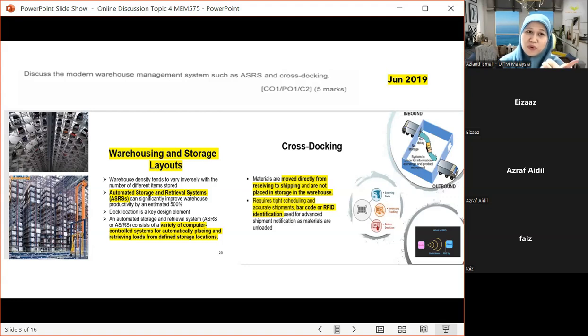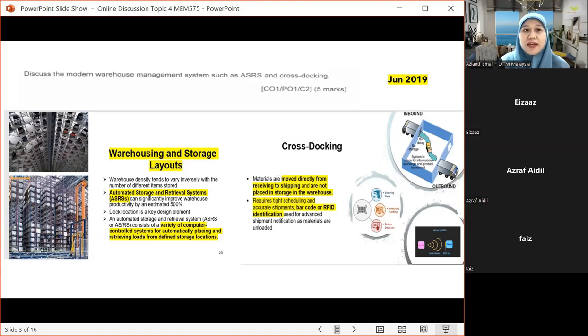So mesti guna barcode or RFID. Tak boleh manual. Okay, lori sampai berapa ada 20. Okay, tak boleh manual. So janganlah berani buat cross docking if you don't have a good system. Sebab you need the identification, sebab you don't want to make mistake when you're doing the cross docking. So kalau we look here, so mostly the inbound coming and then the outbound lorry dah standby. Okay, so barang transfer pakai forklift or sometimes they use conveyor straight to the next lorry. Okay, that's what we call cross docking.